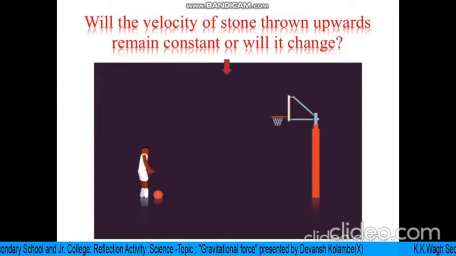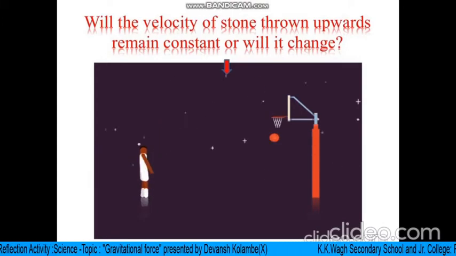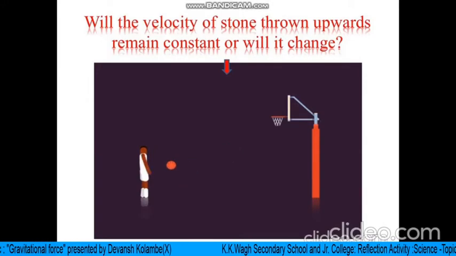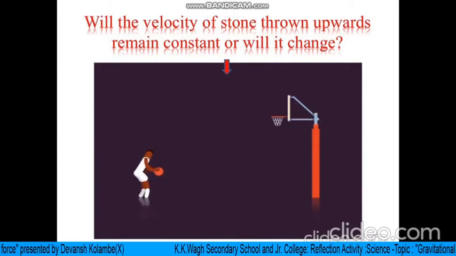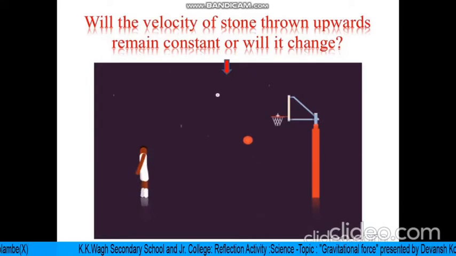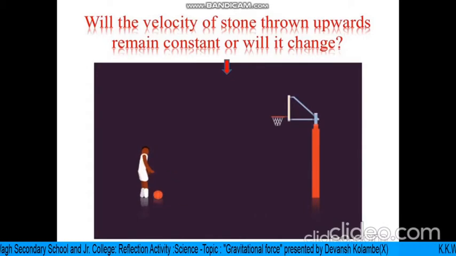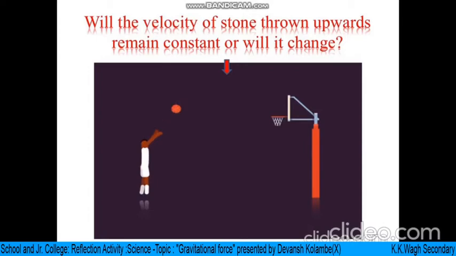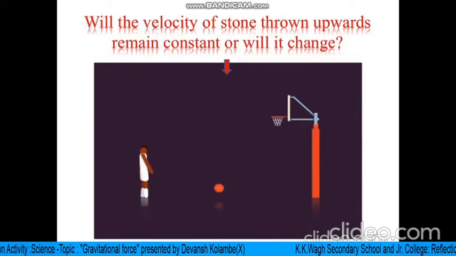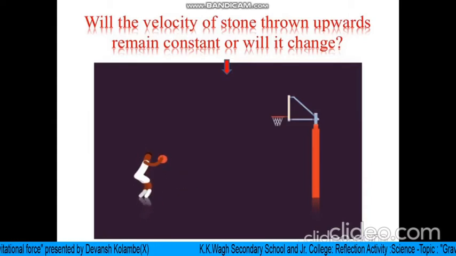Here we have to compare the stone with the basketball. Here the player is dunking the basketball in the basket. As you can notice, I have made an arrow here. The arrow indicates the maximum height that the ball can reach. After reaching the maximum height, the initial velocity of the ball becomes 0, and it comes under the influence of Earth's gravitational force and starts its downward direction towards the Earth. Therefore, the velocity of the stone thrown upwards will change.